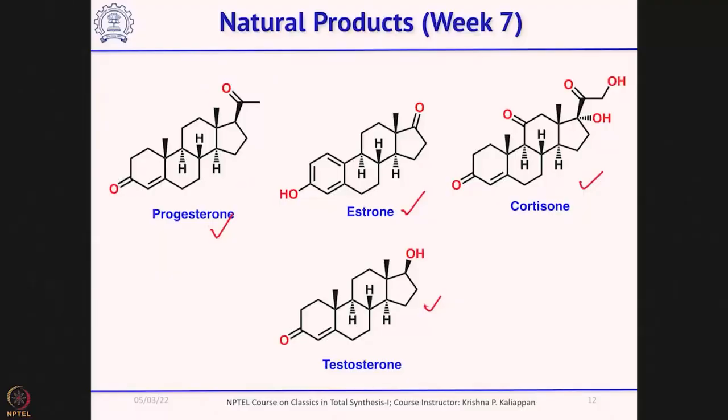We have seen how cortisone and methyl cortisone were used for the treatment of COVID. And then we discussed the male sex hormone, testosterone, and its total synthesis. So these are the four steroid natural products we will discuss in week 7. Then in week 8, we will move from steroids to alkaloids.